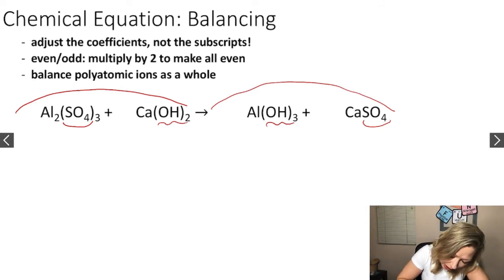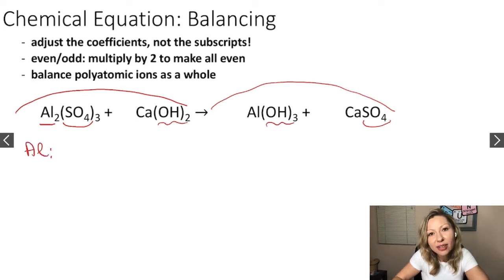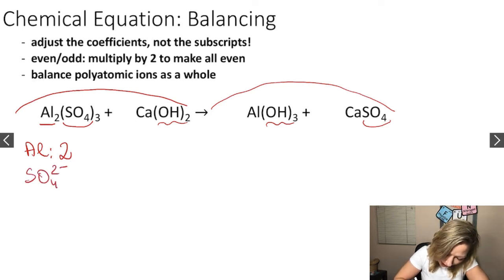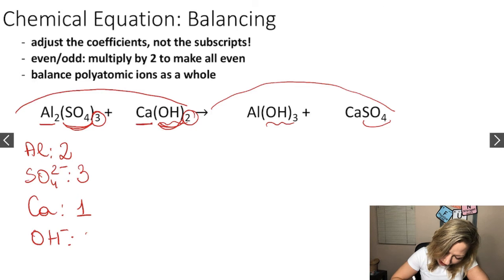So let's start with aluminum. How many aluminum atoms do we have? 2, right? Sulfate ions, SO4 2 minus. We actually have 3 of that, right? So that's gonna give me a 3. Calcium, we have 1. How many hydroxide ions do we have? 2, right? Okay, let's do the same on the product side.